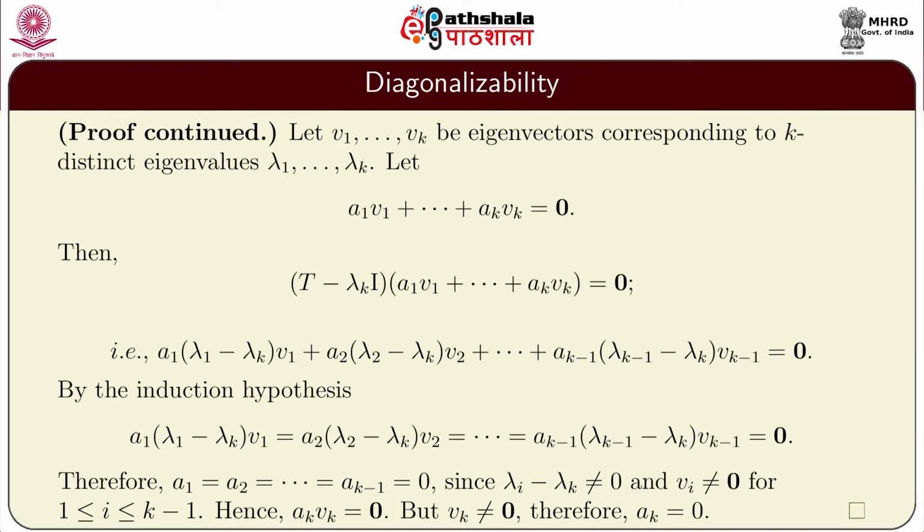We have proved that all the coefficients a1, a2, up to ak are 0, and therefore the vectors v1, v2, etcetera up to vk form a linearly independent set of vectors.